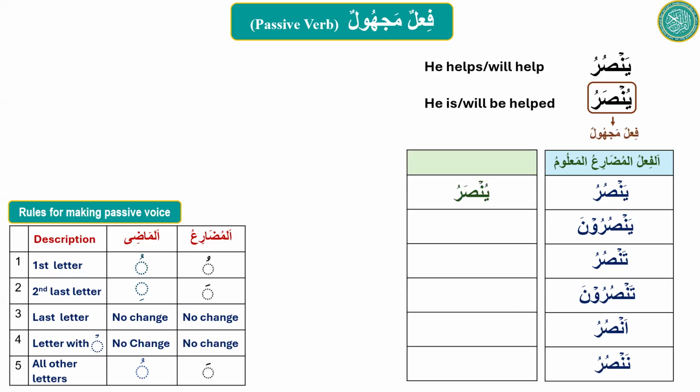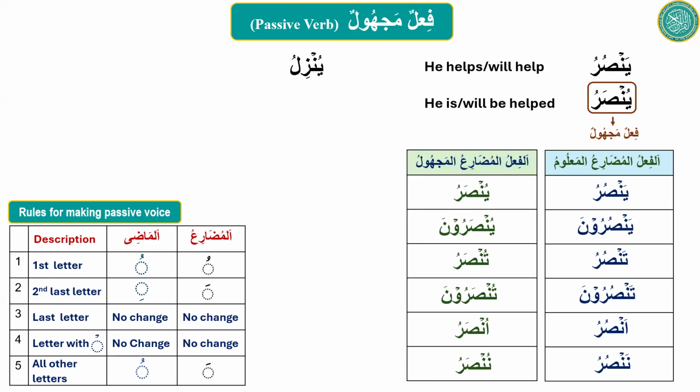And then we learned that once we know the first one, the rest is easy. Yunsaru, yunsaruna, tunsaru, tunsaruna, unsaru, nunsaru. And this is the list of al-fail al-mudari al-majhul. Then we use the mudari form. We haven't learned this word yet, but inshallah you will learn soon. Yunzilu. Anzala yunzilu. This is fail al-mudari. And we learned how to make this one majhul.